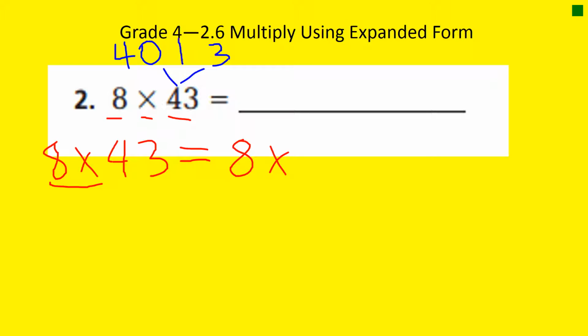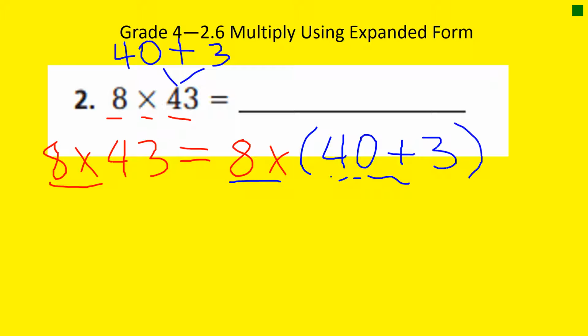Isn't 40 plus 3 the same as 43? Sure thing. 40 plus 3. Well, it has the same value as 43. Okay, so I have 8 times, and then in parentheses I wrote 40 plus 3. It's the same. 8 times 43, 8 times 40 plus 3.